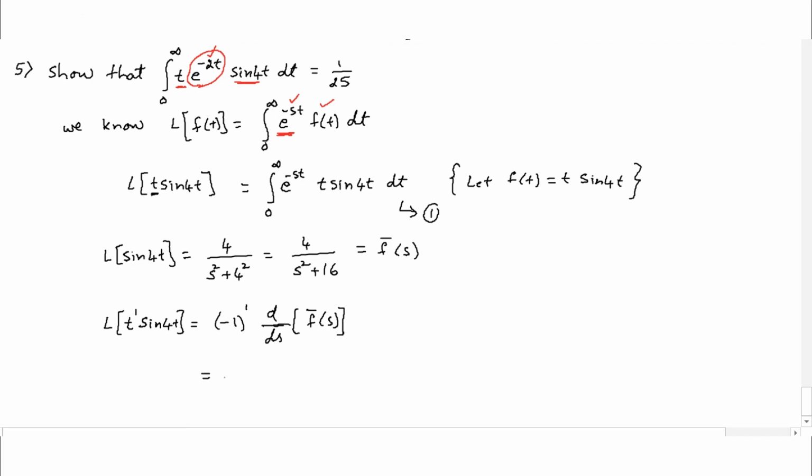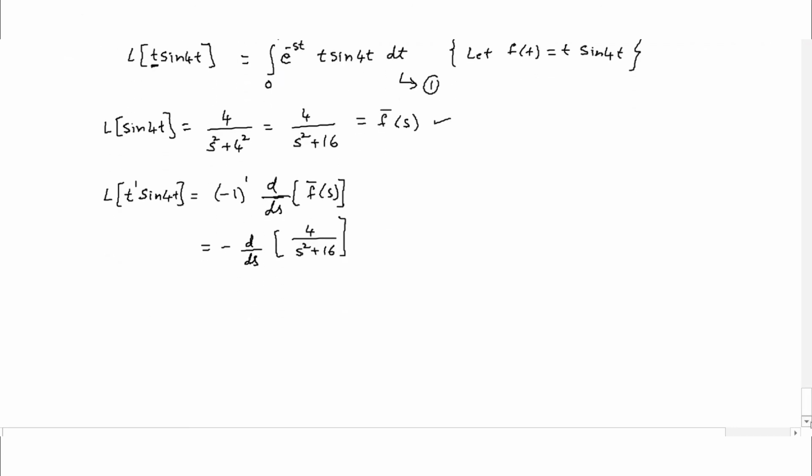Which will be equal to minus 1 power of 1, which is minus, d by ds of your f bar of s value, which is nothing but 4 by s square plus 16. If I try to simplify this expression, because 4 is a constant, I can take that 4 outside. So negative of 4 will be left outside, d by ds of 1 by s square plus 16.